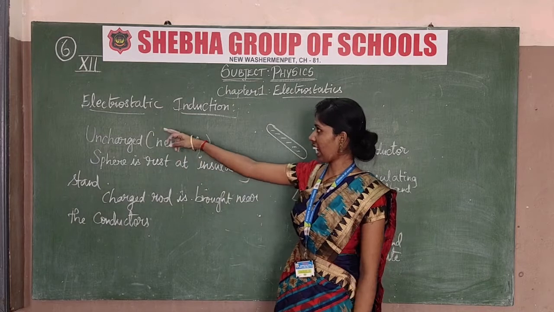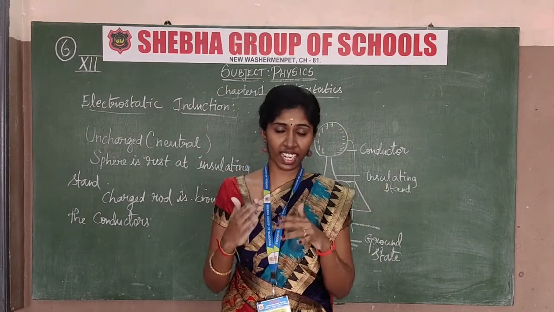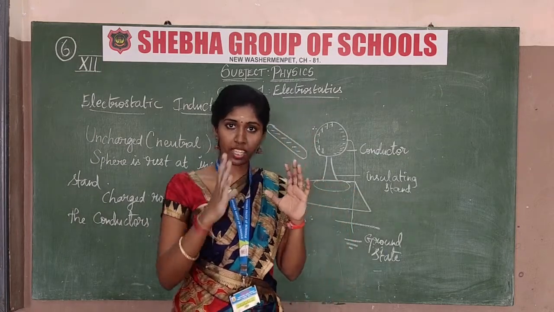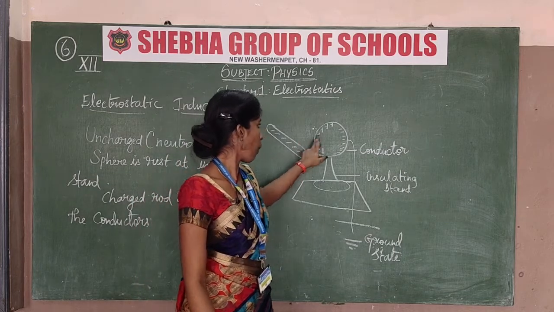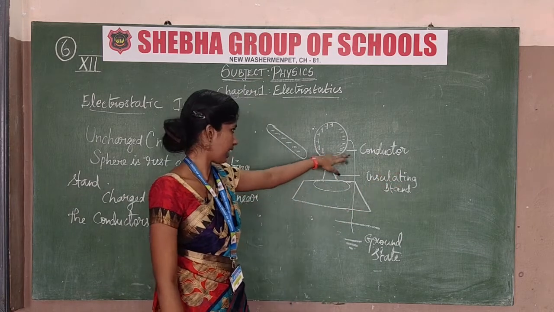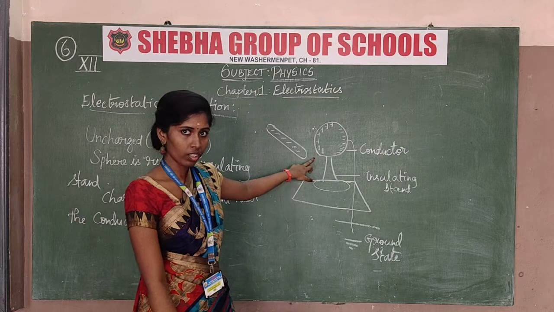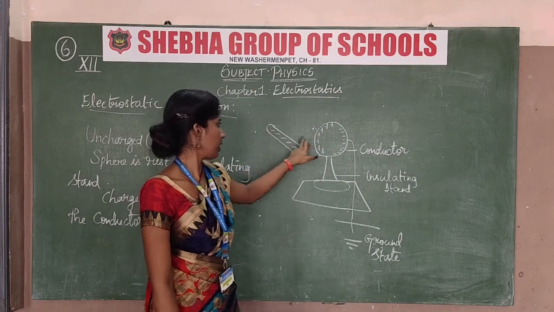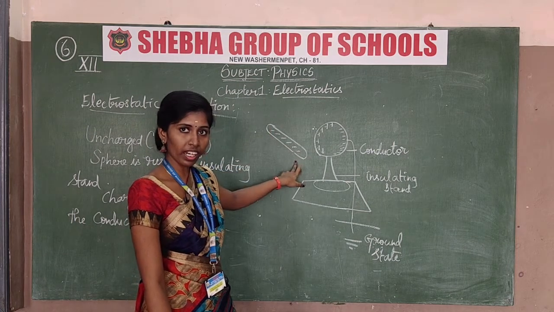Now we see electrostatic induction. Induction means that in this electric field, charges are induced on the surface of a sphere. It's an induction, so opposite charges are there. In this diagram, we have taken a metal sphere, and we take one rod which is fully negatively charged.